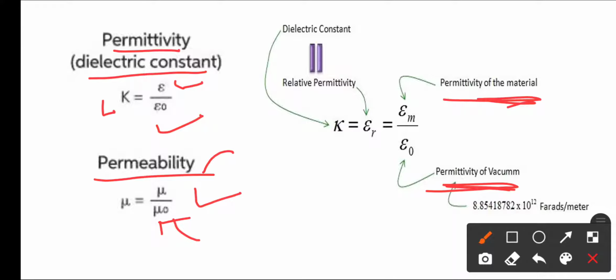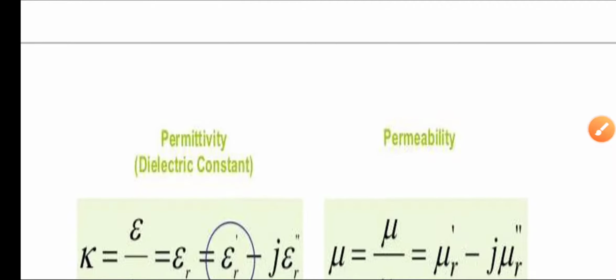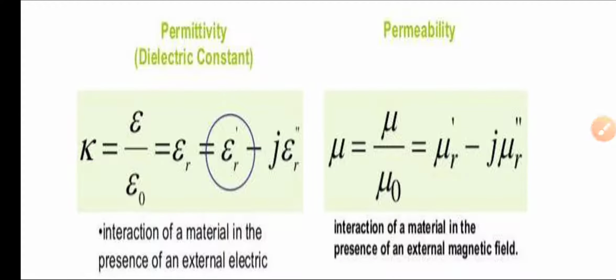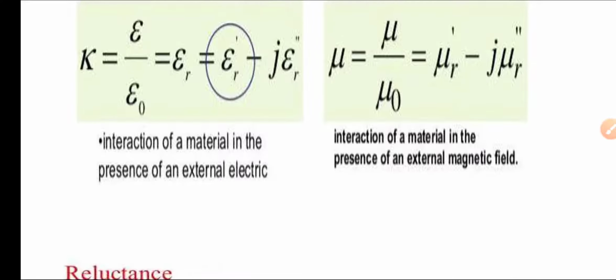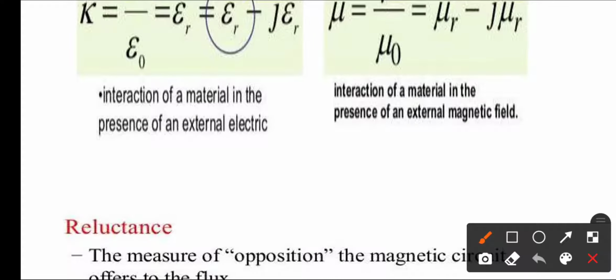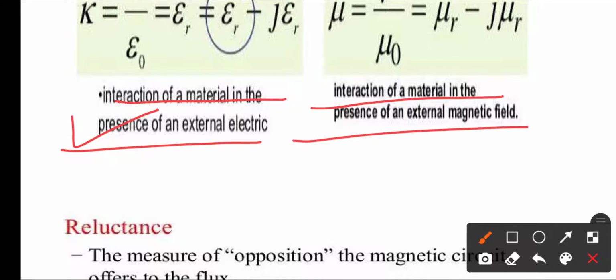Permittivity: whenever the dielectric material is placed inside the electric field, how the electric field passes through the material, that is called permittivity. And permeability is the property of the material whenever it is placed inside the magnetic field, how it attracts the magnetic field lines. One deals with the magnetic field lines and the other deals with the electric field lines. Permittivity is also called the electric constant. Permeability, I have already told you, is the interaction of a material in the presence of an external magnetic field, while permittivity is the interaction in the presence of an external electric field.